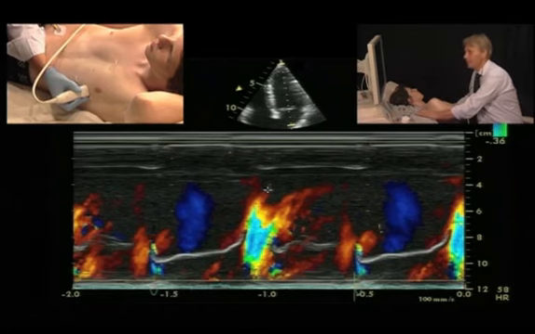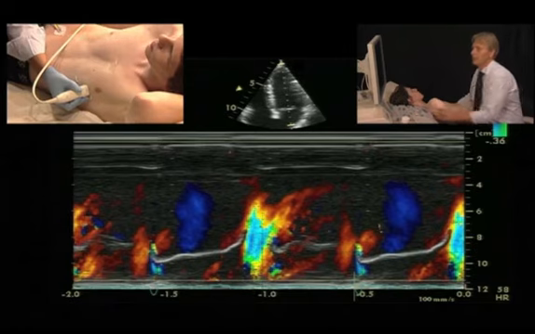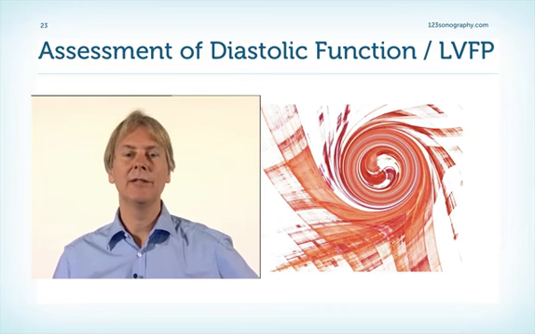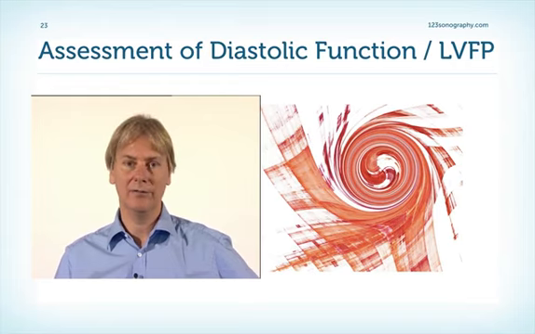And the steepness of this curve basically reflects diastolic function. The steeper the curve is, the quicker the inflow is, and this allows you to draw conclusions about diastolic function or dysfunction. Finally, the last modality we'll discuss is pulmonic venous flow.